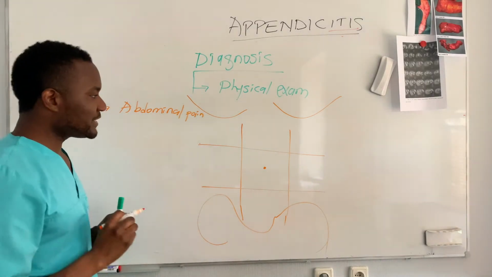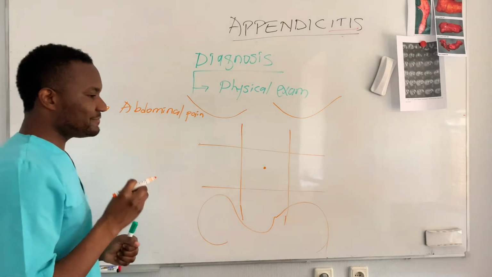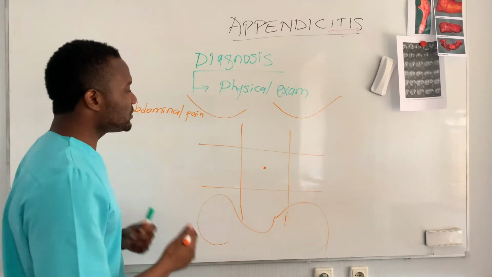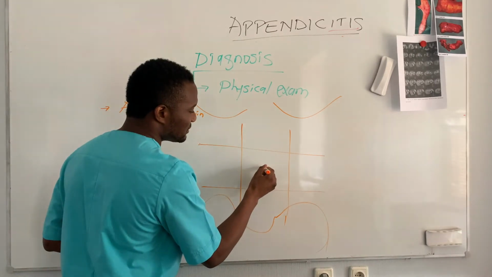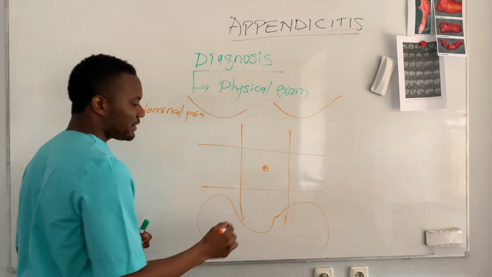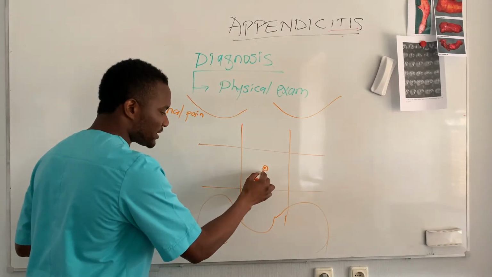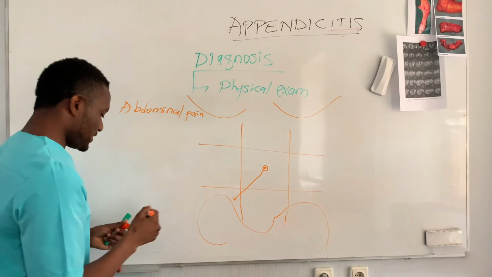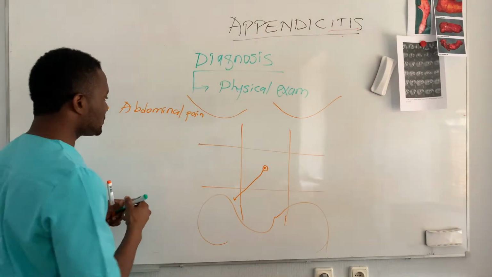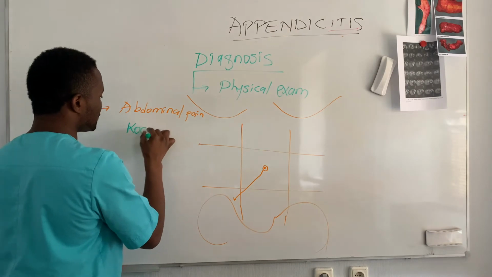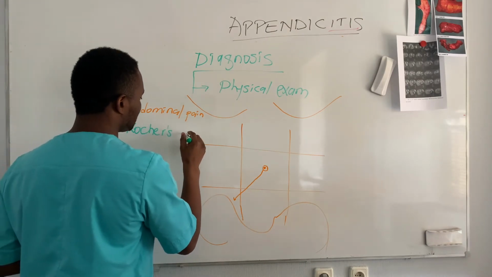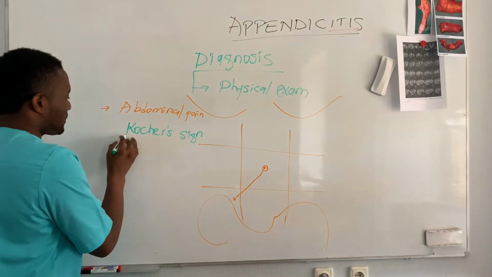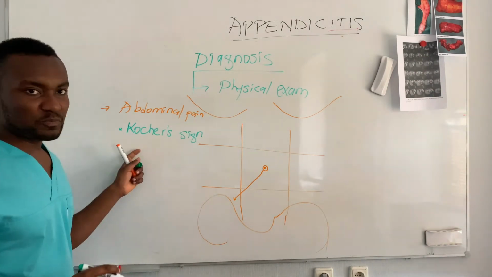So you have to pay close attention and ask this patient where the first pain was felt. In some cases, these patients will tell you that they felt this pain first at the umbilical region, and afterwards the pain migrated to the right iliac fossa. This migration of pain is called Koch's sign. It's quite specific, so you have to take note if the patient has a positive Koch's sign.